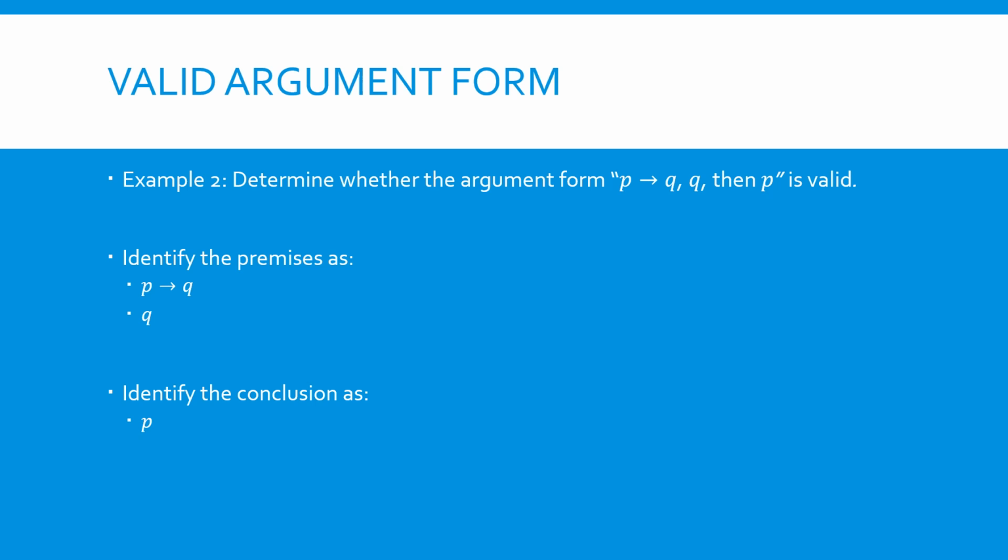Now, let's look at the second example. Determine whether the argument form P implies Q, Q, then P is valid. Similarly, we identify the premises as P implies Q and Q, and the conclusion is P.